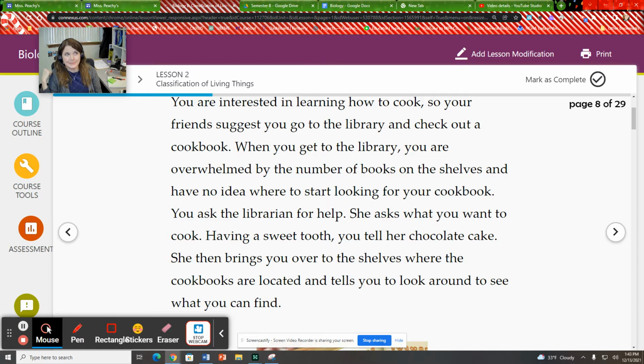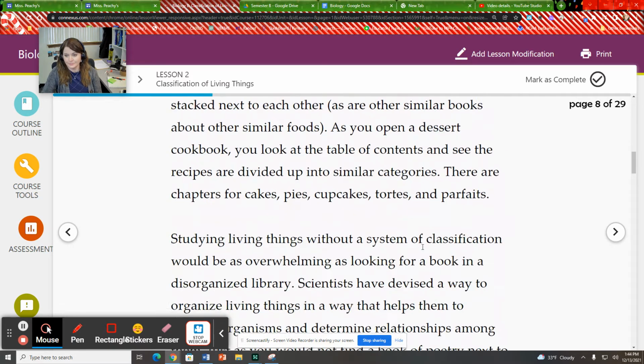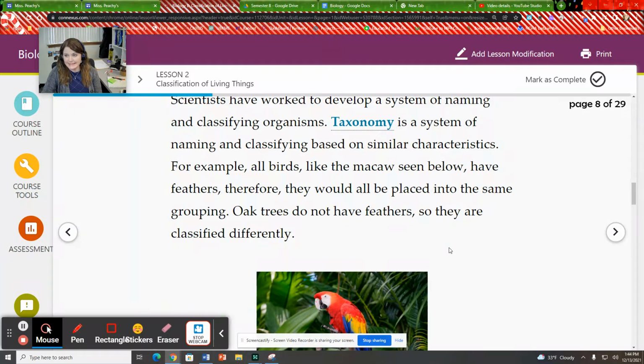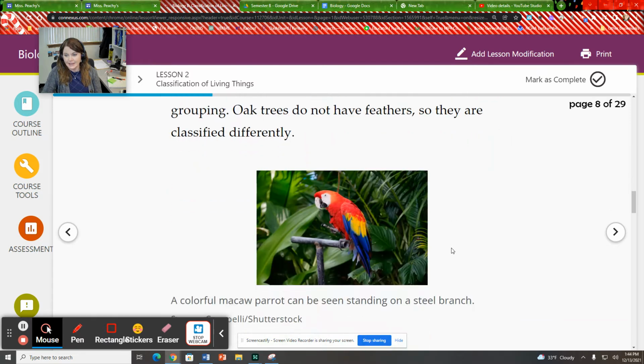Maybe it's a suspenseful horror book. So you're not sure whether to put it in the suspense category or the horror category, because it has characteristics of both of them. And if you think of those overlapping traits that you can see in the living world, then it might be difficult to figure out which category a living thing could belong to. So taxonomy is a system of naming and classifying based on similar characteristics.